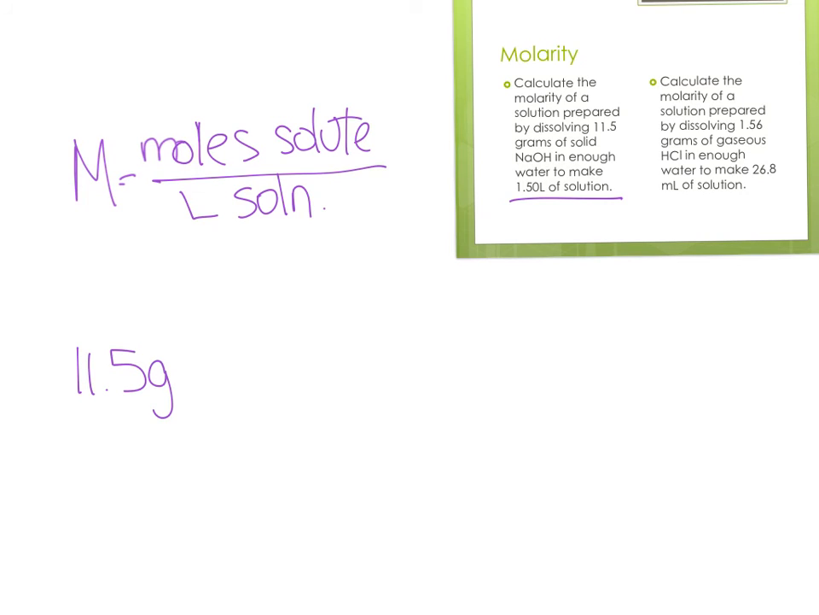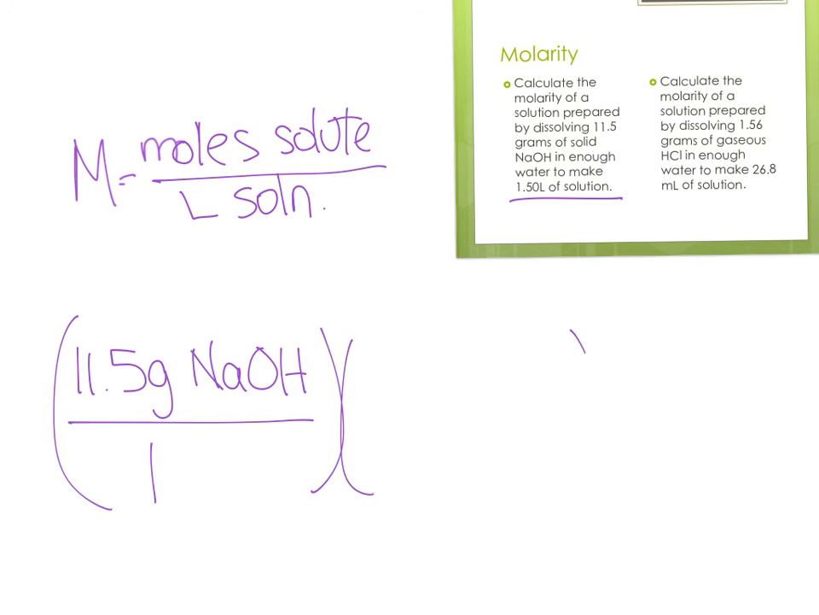How do I convert? You say 1.5 grams of NaOH. Do the math on the phone. So it would be 22.99 plus 1.01 plus 16. I got 40.